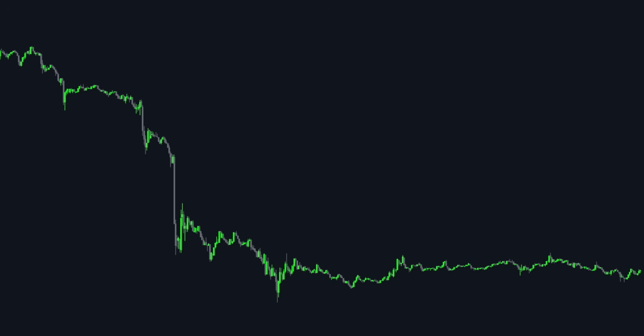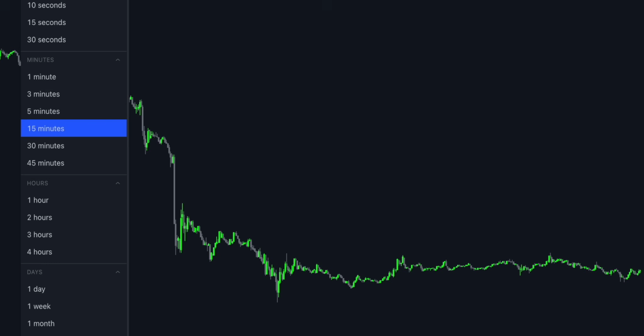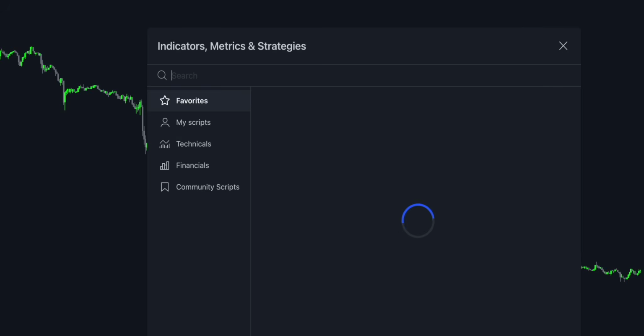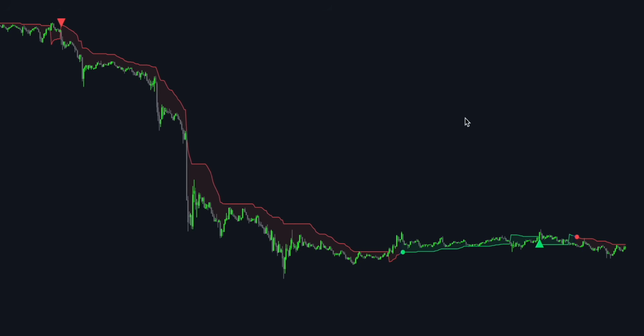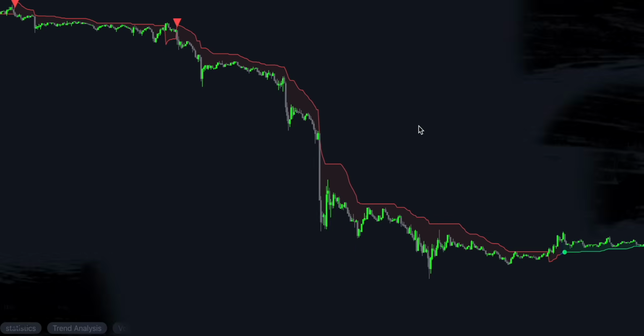Alright, so how do you install this AI SuperTrend indicator on the price chart? First, open any chart on TradingView and click on Indicators. Type Volume SuperTrend AI. The one you're looking for is this one by Ziaman. This is a brand new indicator released not long ago, so not many people know about it yet.